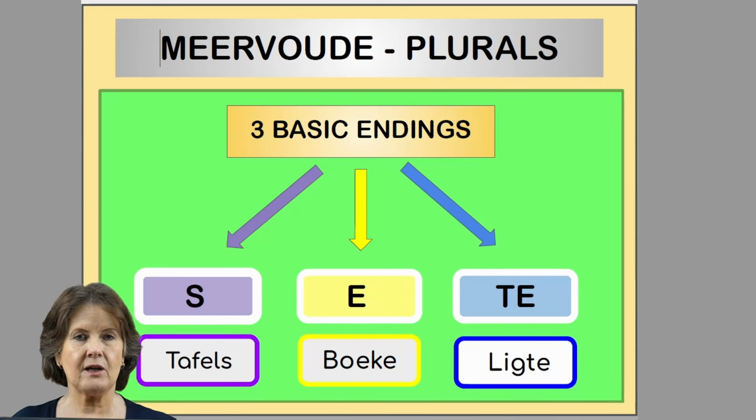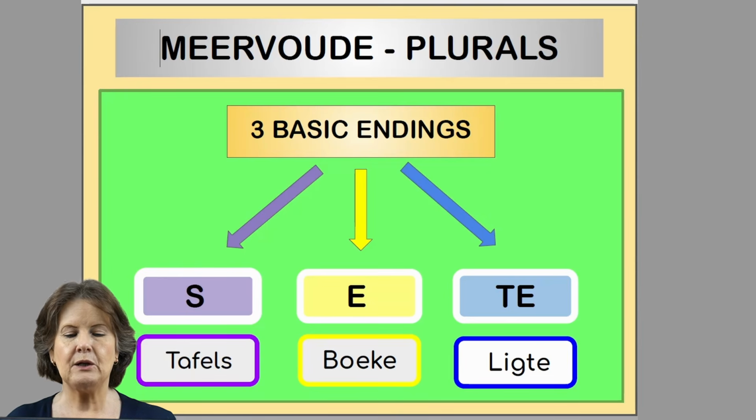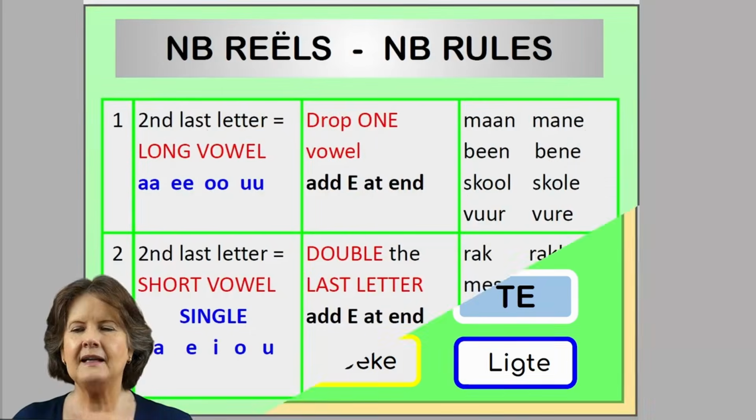I have put some examples down for you. Please look at that carefully. So whenever you are stuck and we want you to do a plural, a meervoud, then you just choose one of these three endings and the one that sounds best you will take. And trust me, your Afrikaans is strong enough to know which one. Let's look at the rules.